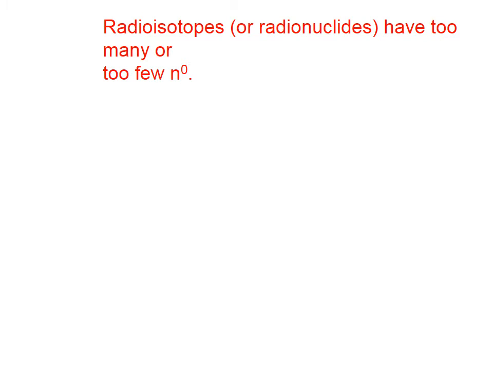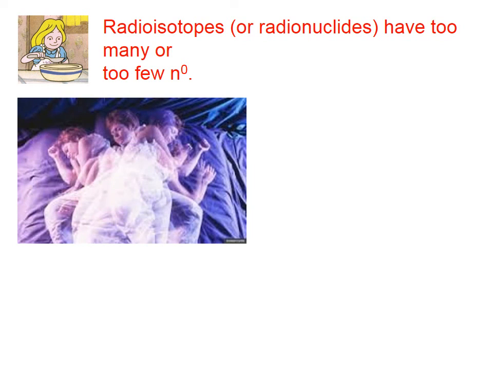Radioisotopes, or radionuclides, have too many or too few neutrons. If you have the, we might say, Goldilocks number of neutrons in a particular atom, that's a stable atom. If you have too many neutrons or not enough neutrons, that atom is going to be restless and radioactive.